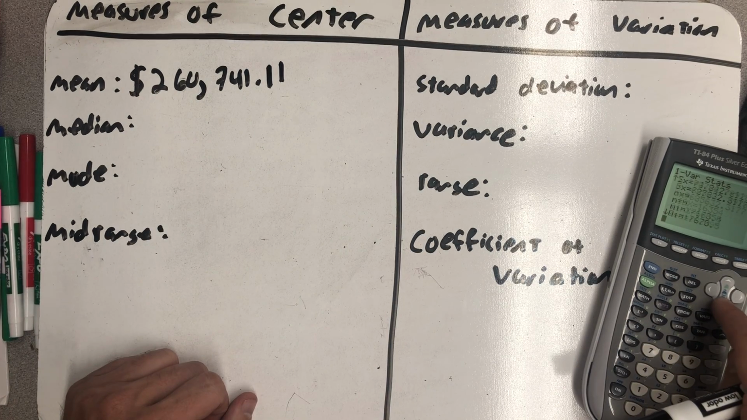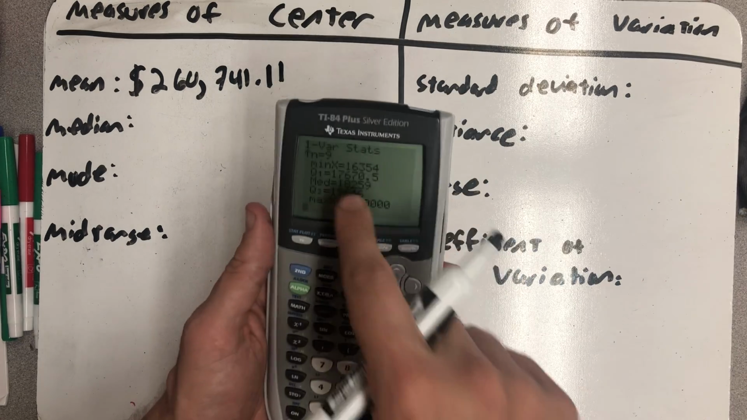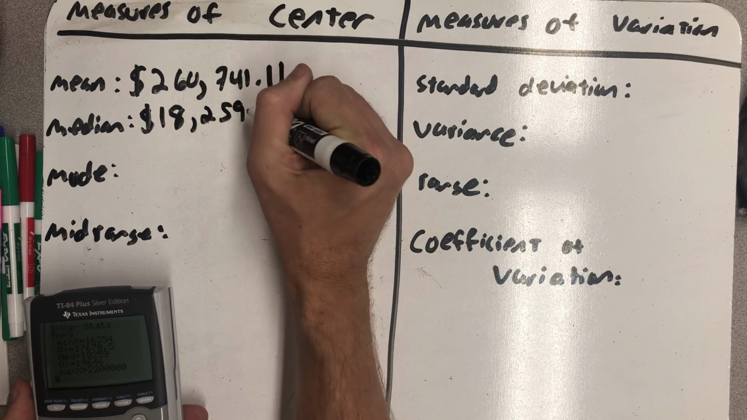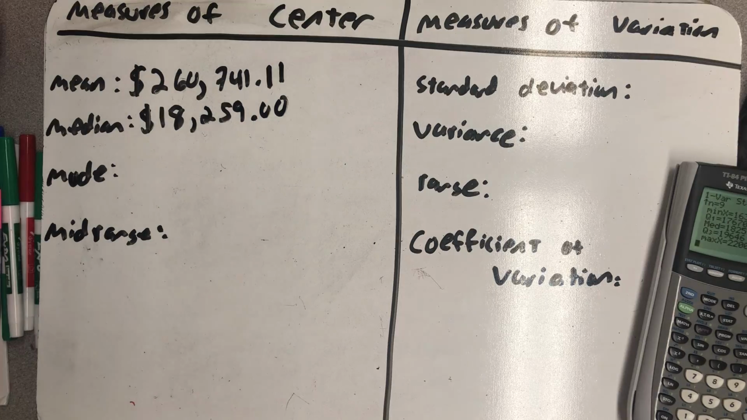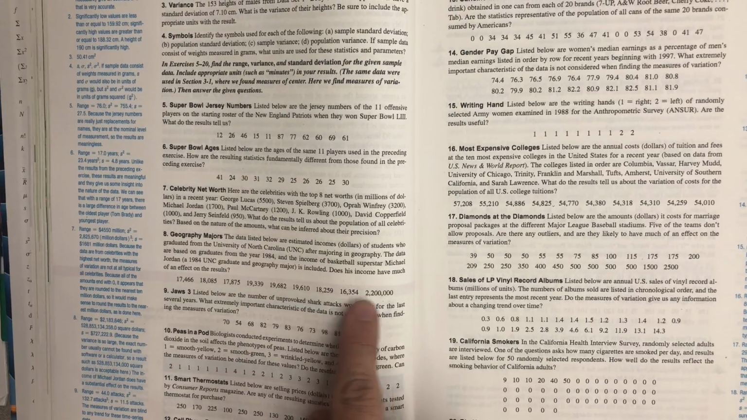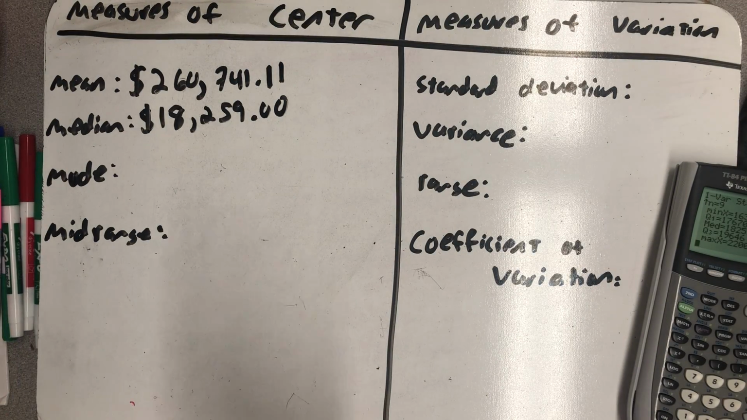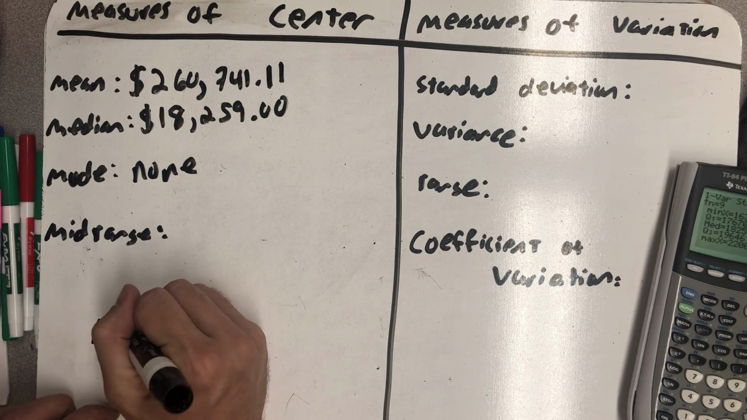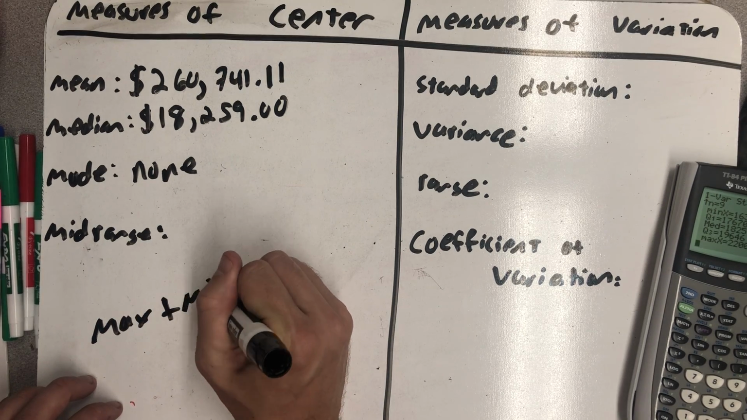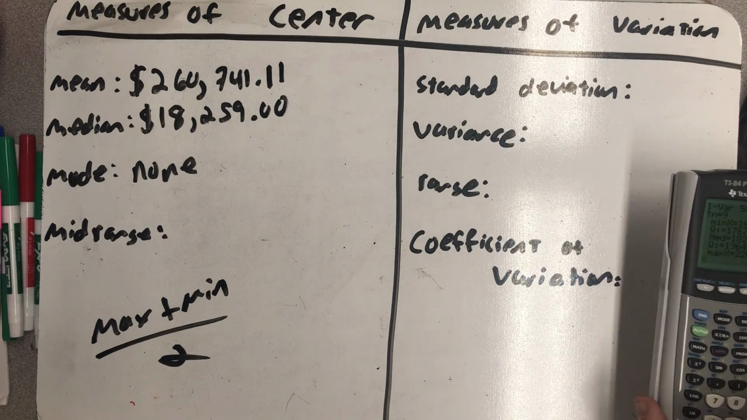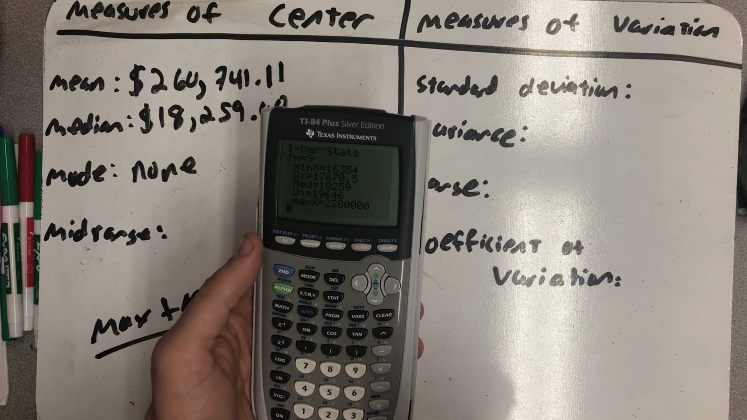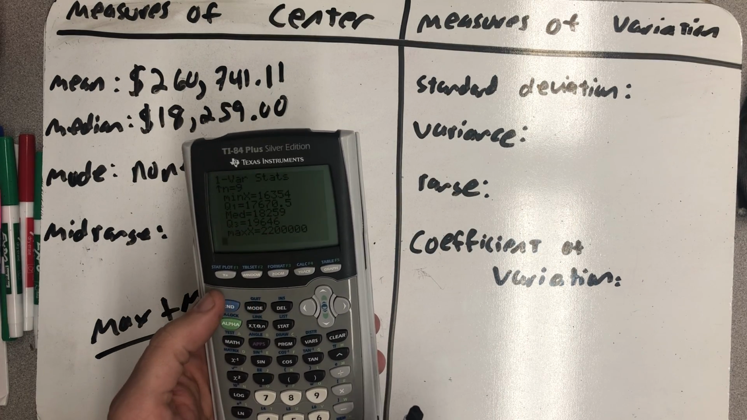Next up, I want to write down the median, which is actually on the second screen here in one of our stats. So there it is. The mode, the most frequently occurring data point, well, if I look at this very small sample, I don't see anything that repeats, so there's not going to be a mode here. And then the mid-range is the maximum data value plus the minimum data value divided by 2. The largest data point is Michael Jordan's salary, and the lowest one is $16,354.